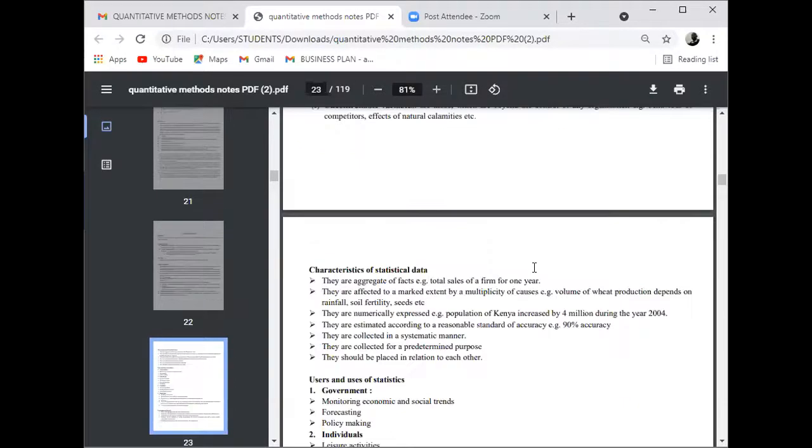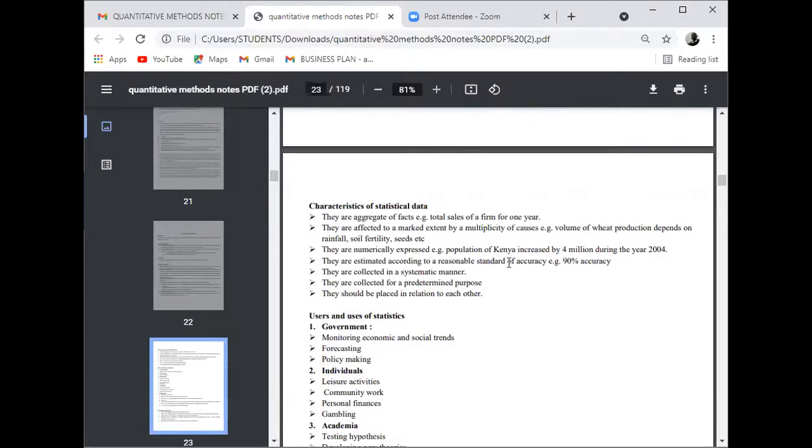And then the characteristics of statistical data. Statistical data, they are aggregate. Aggregate meaning that it is just like an average or a total. They are just aggregate or averages. And then they are affected by marked extent of multiplicity of causes. Like for example, the volume, yeah? It depends on rainfall. It depends on the fertility of the land. It depends even on the quality of the seeds and all that. So they are affected by other factors.